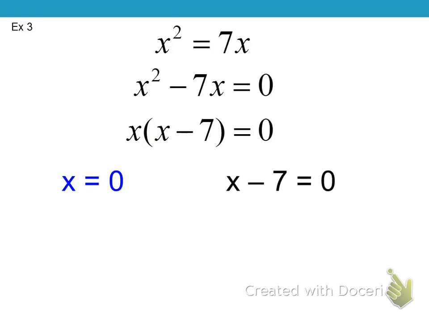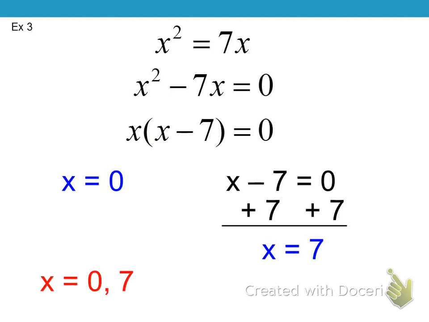How do I isolate the x, though? It's already isolated, right? That equation is solved. 0 is one of your solutions. What about the other one? Add 7 to both sides. 7 is one of your solutions. What are your questions on this? And again, if you want to write them in one list, that's fine.